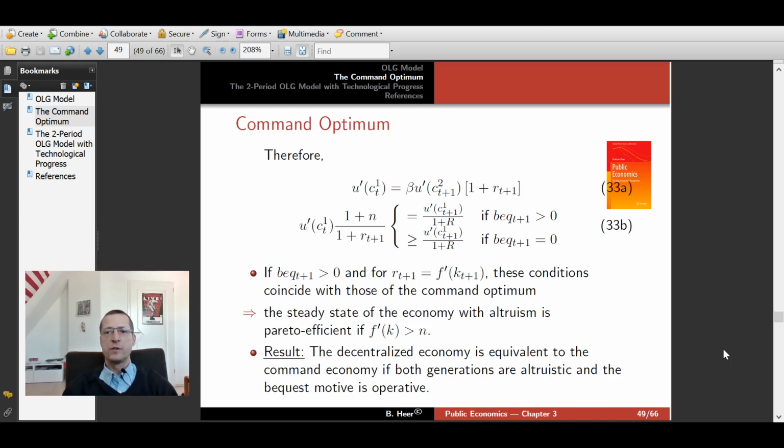Now you observe that these conditions 33a coincide with those of the command optimum if there's an operative bequest motive, if bequest b_{t+1} is larger than 0. Then these two conditions are identical to those of the central planner. So we have shown that this decentralized economy is equivalent to the command economy if both generations are altruistic and if the bequest motive is operative. That's different from the Ramsey model or the neoclassical growth model, where there is this close one-to-one correspondence. Here in the overlapping generations model, it's not, because lifetime is finite and we only behave like an infinite planner if we have an operative bequest motive.